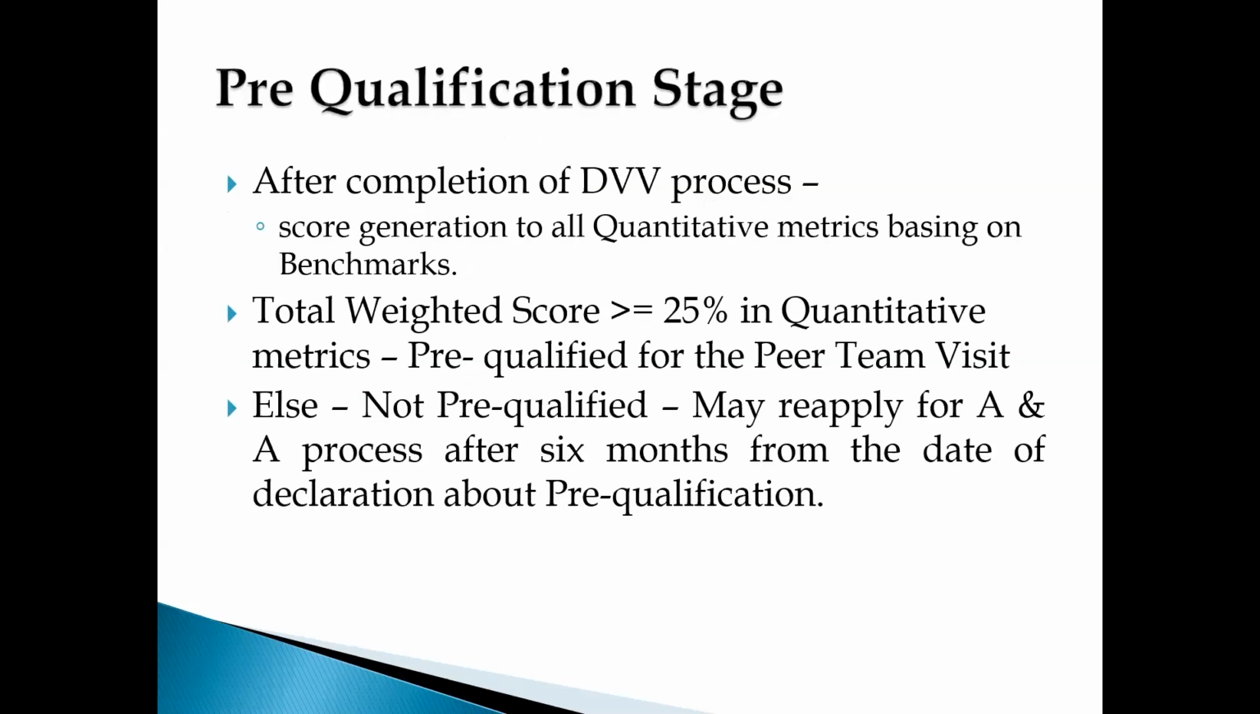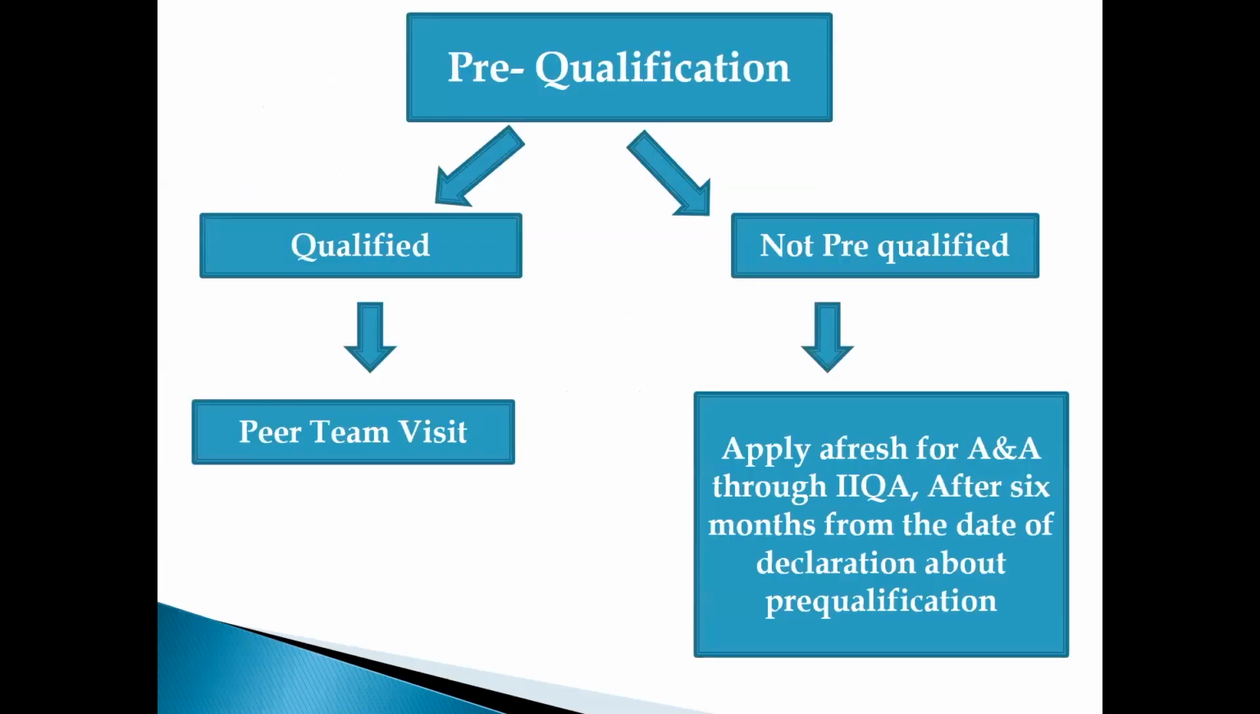Pre-qualification: after the DVV process is done, if the HA is able to score a minimum of 25% of the 70% quantitative metrics, such an institution is said to be pre-qualified. Pre-qualified means they move on to the next step, that is the PA team visit. But if you are not able to secure the minimum 25%, you are not pre-qualified. Such an institution may reapply for the A&A process after 6 months from the date of declaration of their pre-qualification result. So pre-qualified means qualified for the PA team visit. If not qualified, please apply afresh after 6 months.